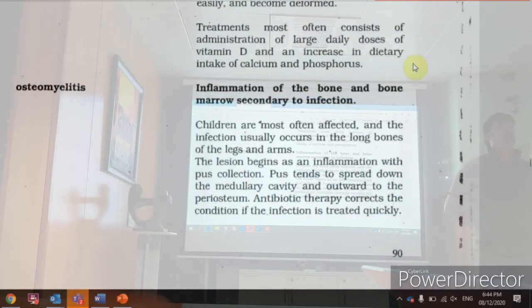So now what is osteomyelitis? Osteo means bone. Myelo here is bone marrow. It is inflammation of bone and bone marrow, secondary to any infection. Children are usually affected. Osteomyelitis can also happen because of early age surgeries. Let's say there is a bone and some surgery happened. Osteomyelitis can happen later, or as a complication of dental diseases also. Inflammation of bone can happen.